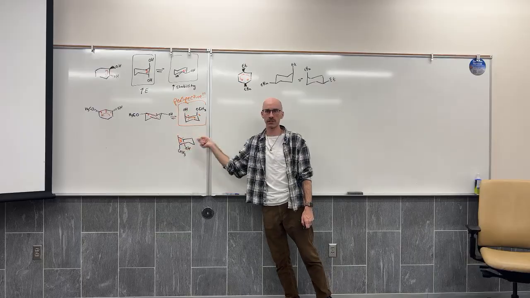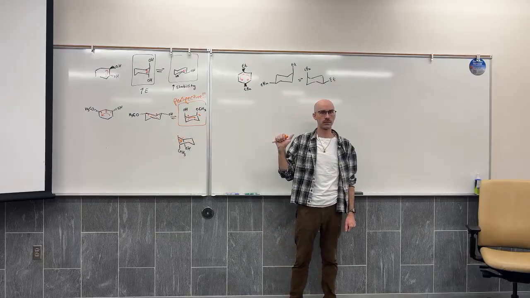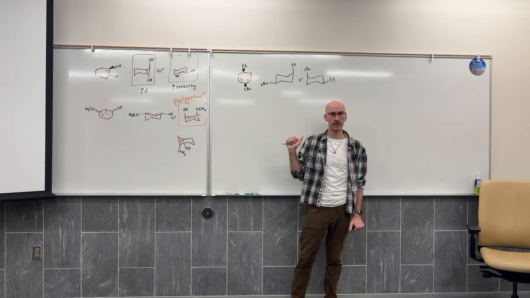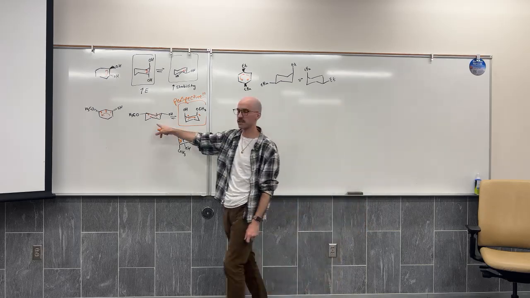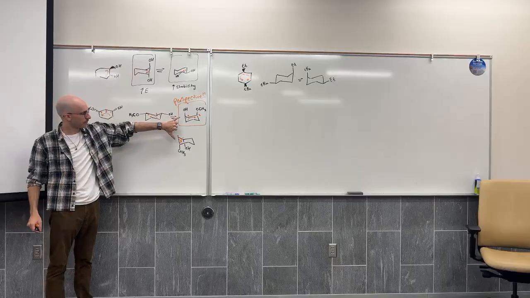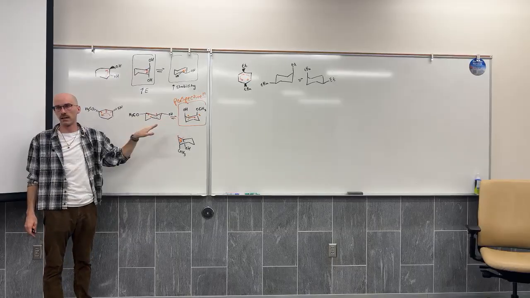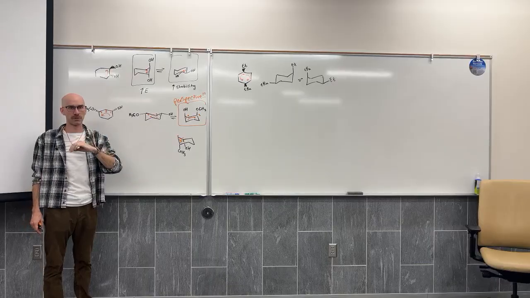Highest energy conformation for our 1,3. The one on the right. Oh, this one. Oh, you're saying this is highest energy? No, I'm saying the one next to it, where they're both axial. Yes. 2 axial groups, higher energy than 2 equatorial groups.